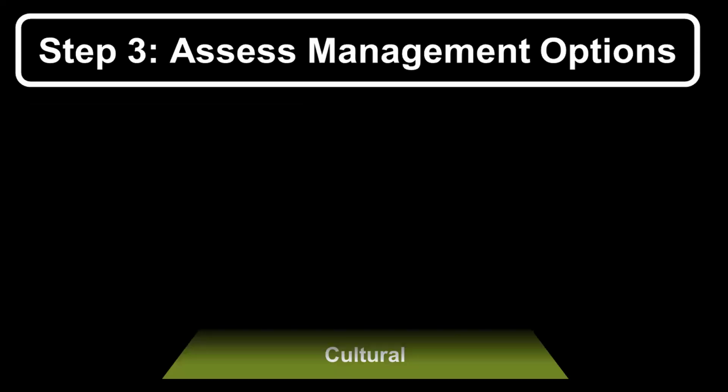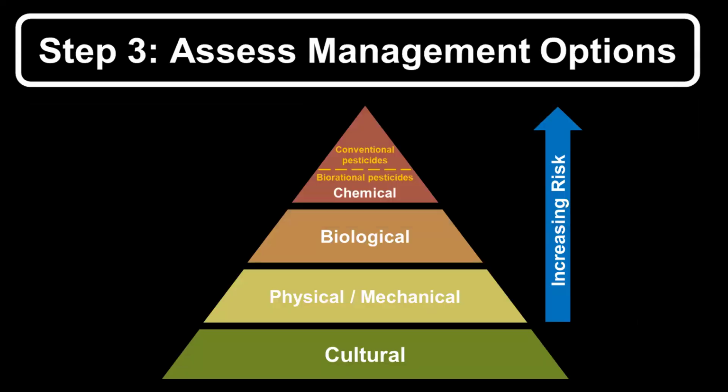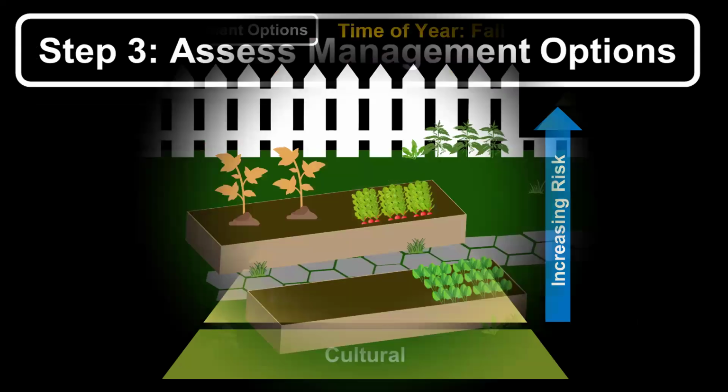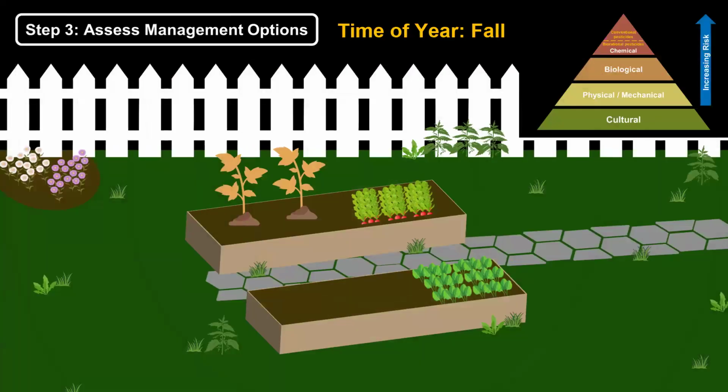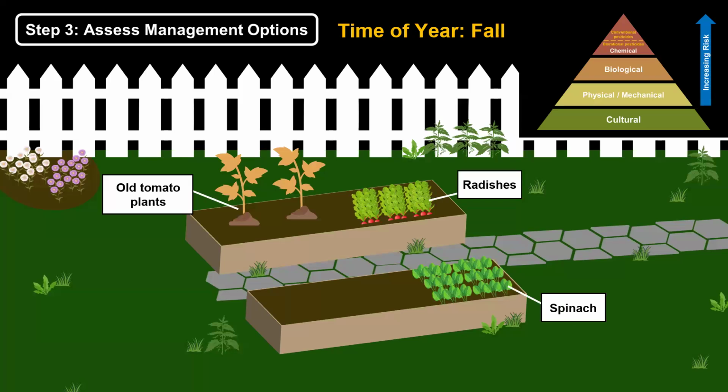Next, we're going to assess our management options, thinking back to our IPM control tactics pyramid. So here we are within our client's landscape, whether we are ourselves or we have a photo, thinking about this radish issue that we're finding. So we have our radishes here. We have our old tomato plants that they have planted right next to them in the same growing bed. And then also in a second growing bed nearby, they have spinach.